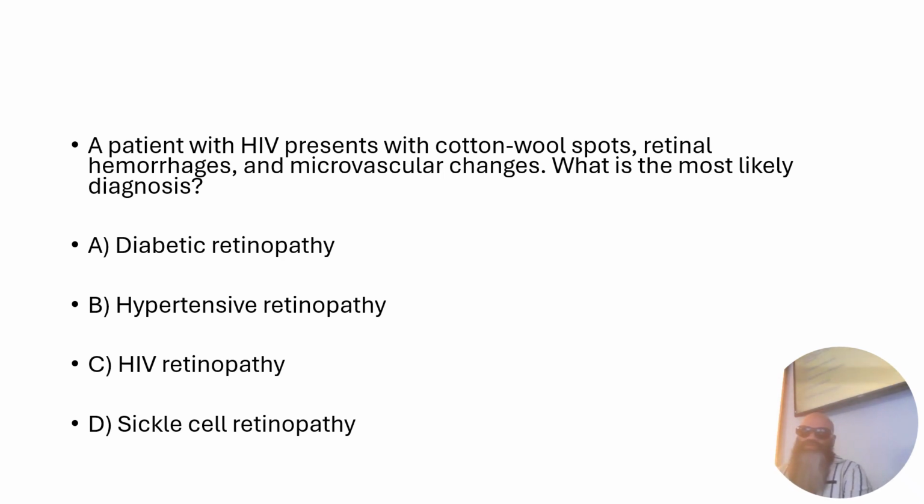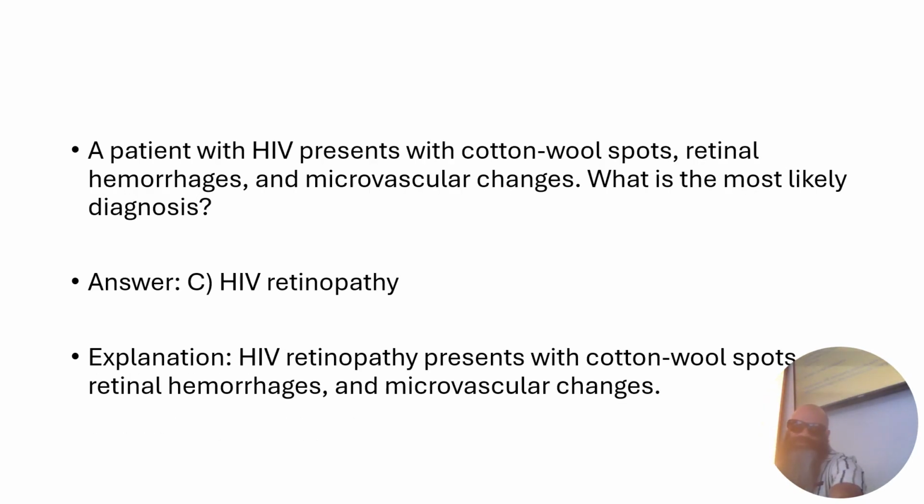All right. So, a patient with HIV presents with cotton wool spots, retinal hemorrhages and microvascular changes. B? Final answer? C? Oh, new answer? C. Okay. B or C? Let's go with it. Ah, C.